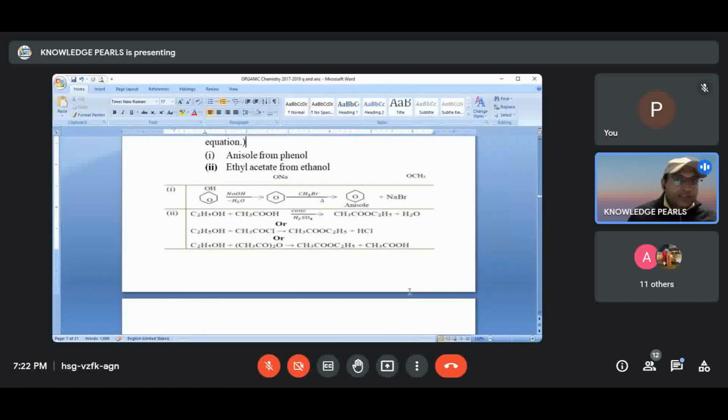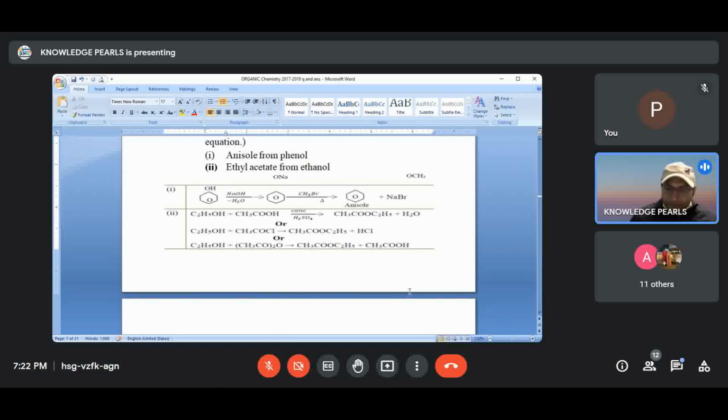ये देखिए, ये एनाइसोल फ्रॉम फिनॉल, मेरे ख्याल से ये पेपर में आपको शायद नहीं आएगा. जो पिछले साल ईथर वाला नहीं था, but I cannot say 100%. I have to check the syllabus once. Anisole, aromatic ethers, I am not sure. You have to check whether aromatic ethers will come in the exam or not, वो आप सिलेबस चेक कीजिए.